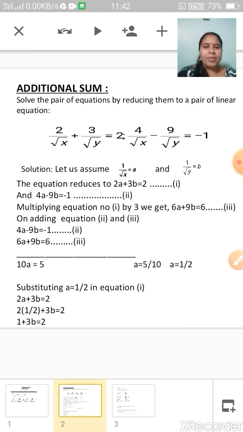So our next step is adding equation number 2 and 3. So 4a minus 9b is equal to minus 1 plus 6a plus 9b is equal to 6. So on adding this, minus 9b and plus 9b will get cancelled.